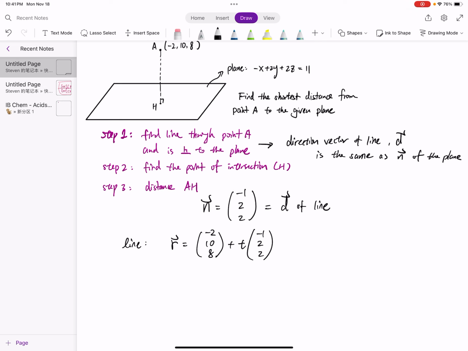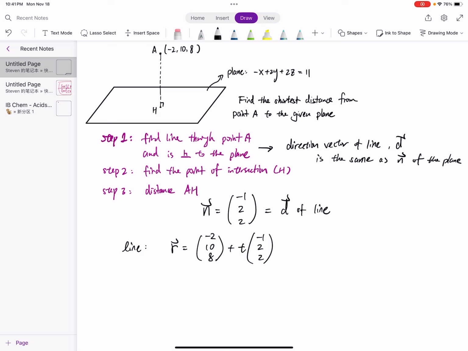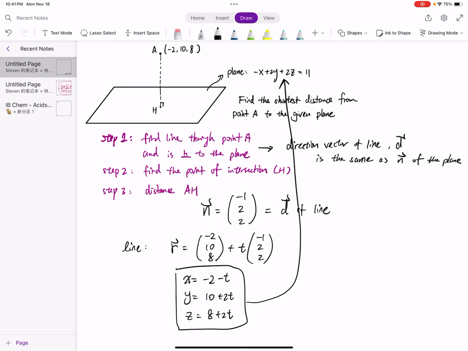The second step is that we need to find the intersection of this line and the given plane, so we need to do substitution. The vector equation from step one, we change to parametric form. Remember, r is essentially just x, y, and z, right? So we write x equals -2 plus t times -1, which I simplify to -2 minus t, y equals 10 plus 2t, and z equals 8 plus 2t. Now we substitute this whole thing into the given plane to find the intersection.